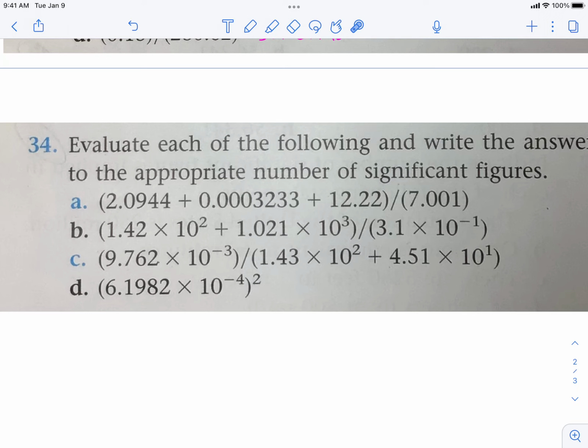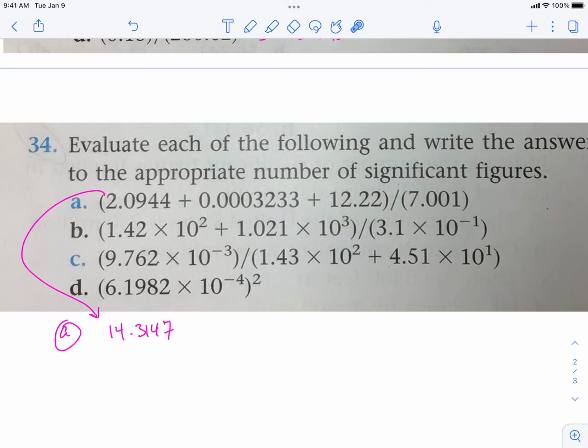So what we're going to do is we're going to do this math here first, round, and then we'll divide by this value, and then round again according to the different significant figure rules. So for the top one, 2.0944 plus 0.0003233 plus 12.22. And my answer is 14.3147 and a bunch of other stuff.